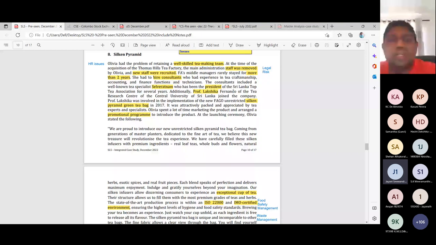She had to hire a consultant who had experience in tea craftsmanship, accounting and finance function, and technicians. The consultant included a well-known tea specialist, Selvaratnam, who had been the president of the Sri Lanka tea association for several years. The consultant is a well-experienced person. Additionally, Professor Lakshika Panandu of the Tea Research Center of the Central University of Sri Lanka joined the company. Professor Lakshika was involved in the implementation of the new Fargo unrestricted silicon pyramid tea bag in 2017. It was an attractive factor and appreciated by tea experts and specialists.